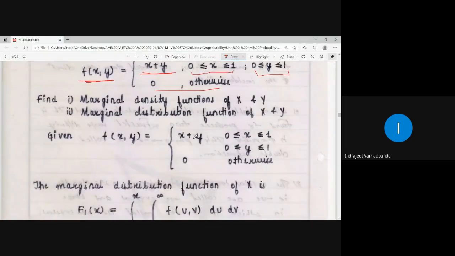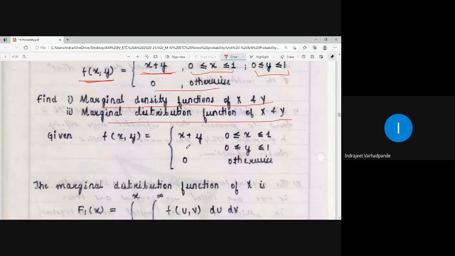What do we have to calculate? I have to calculate the marginal density function of capital X and capital Y, and the marginal distribution function of capital X and capital Y. So whatever formulae we have just seen for marginal density function and marginal distribution function, we will be calculating the things for the corresponding random variables X as well as Y.